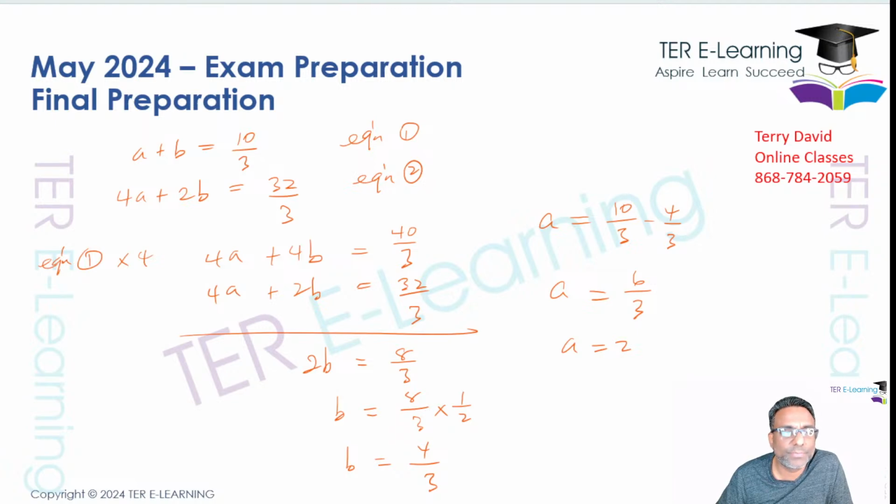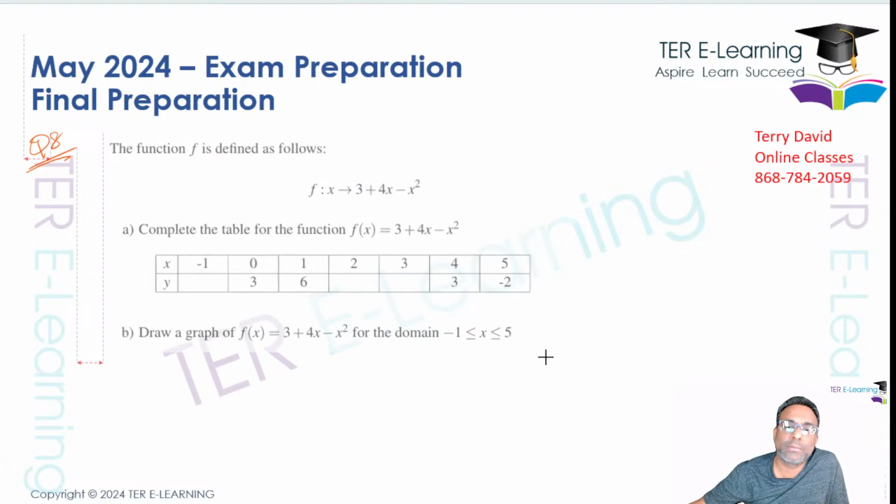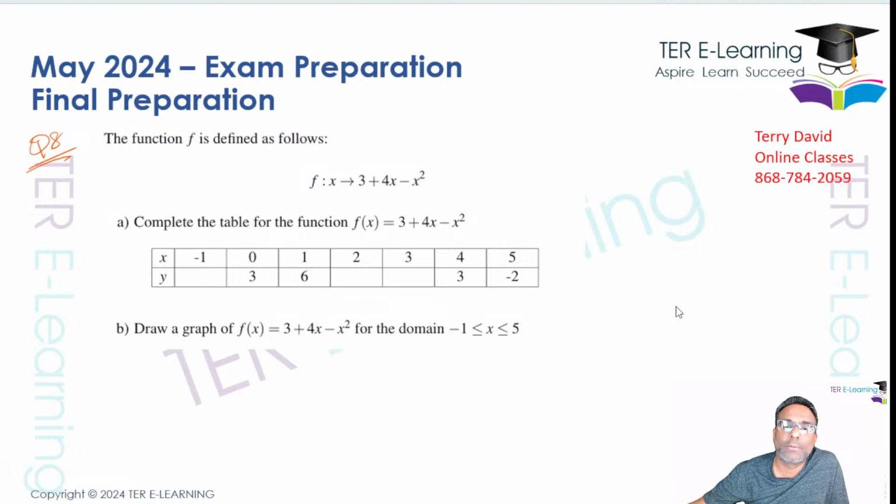7. Moving on to question 8. So this is question 8 here. We have a function here, which is a quadratic, and we want to complete this table here. So let me just... Alright, so this is our quadratic function here, and we want to complete the table.